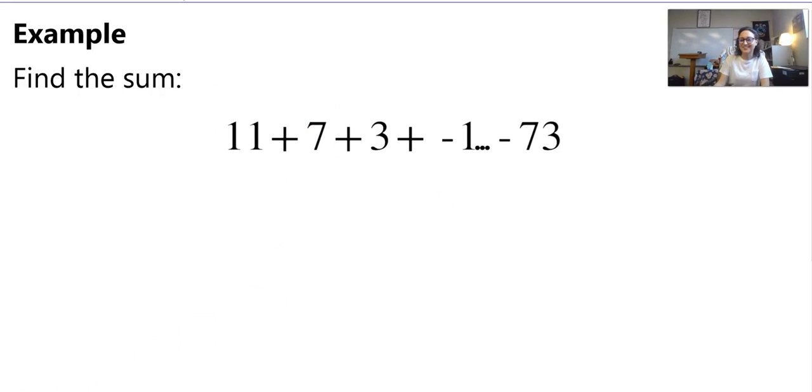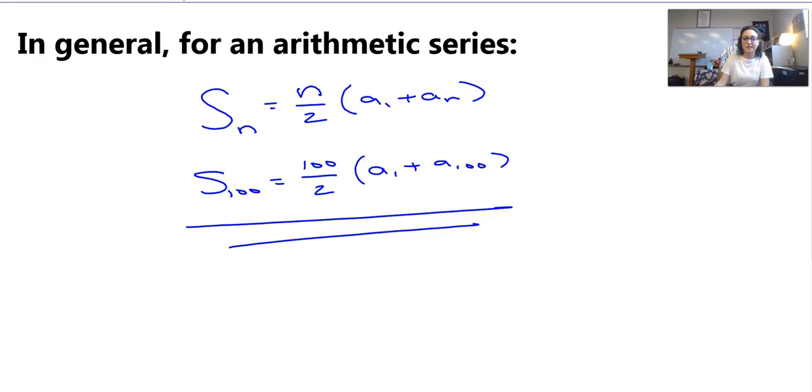And force pause on the screen, go ahead and copy the example, hit continue when you're ready to do this one together. Okay, so I've got 11 plus 7 plus 3 plus negative 1 plus and so on, up to negative 73. So would you say this is arithmetic? It is. And what would you say that your common difference, d, is? It's negative 4.